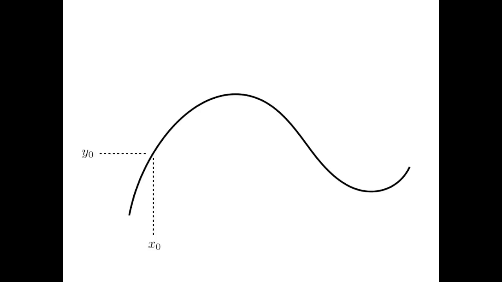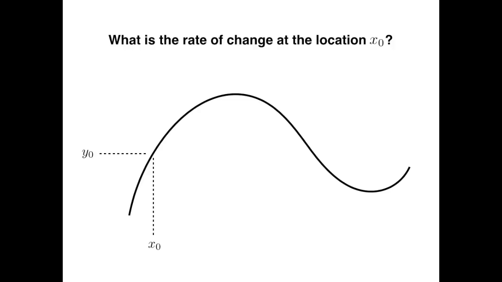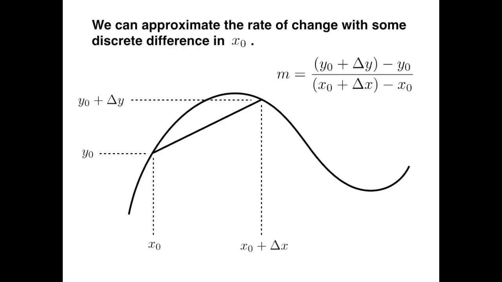Here is the graph of a function from real numbers to real numbers. And for example, here's a point on this graph, x naught, y naught. And we might ask ourselves, what is the rate of change at the location x naught? Well, one way we can approximate the rate of change is by considering a point to the right of x naught, x naught plus delta x. And so f of x naught plus delta x is equal to y naught plus delta y. And we can connect these two points with a straight line as shown.